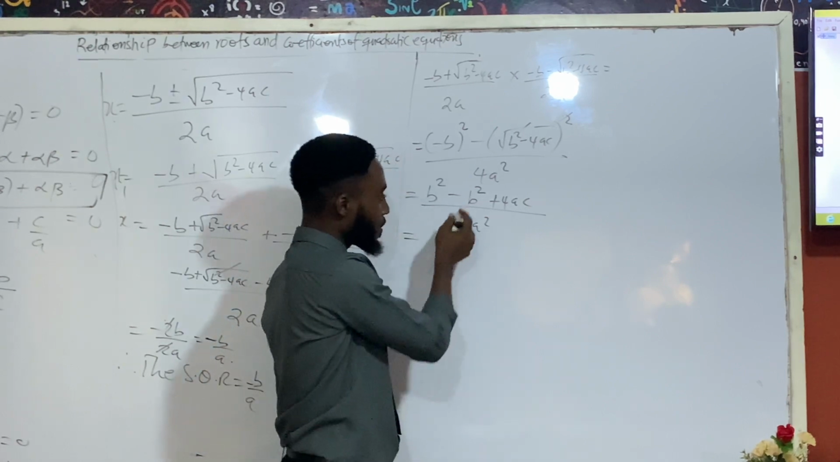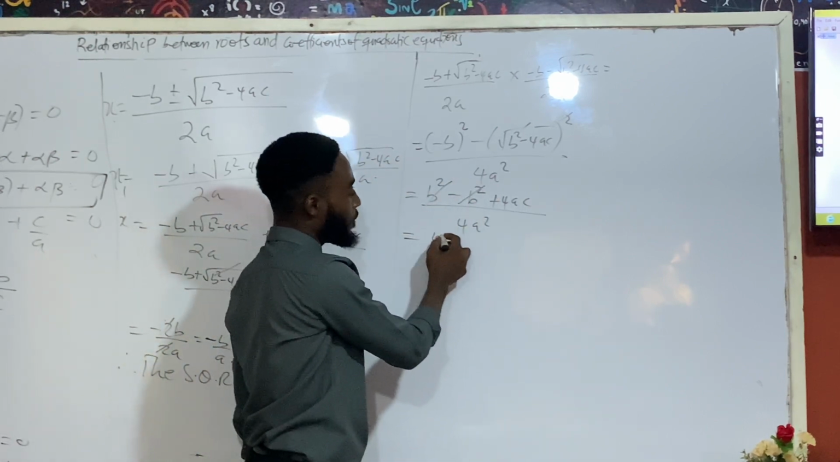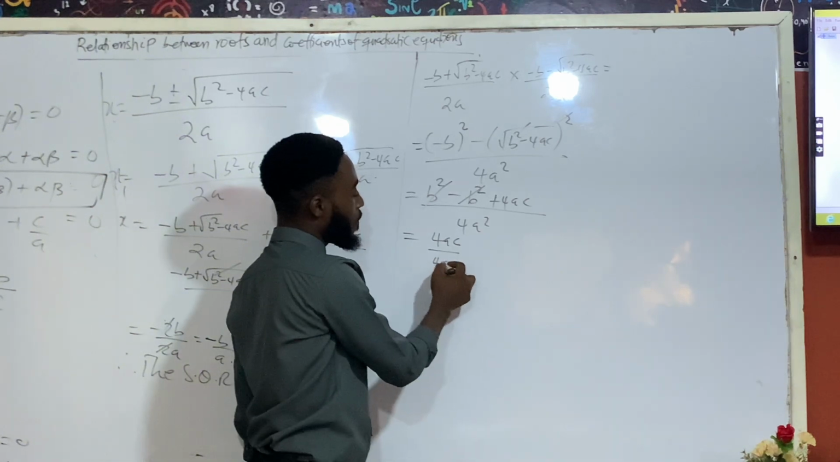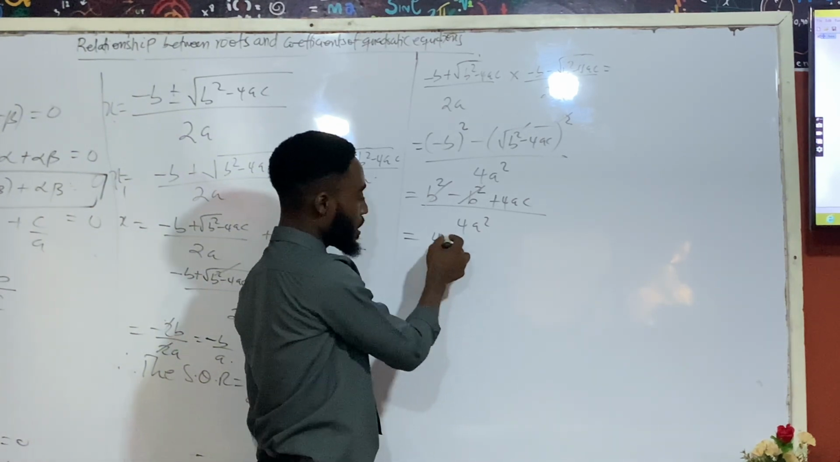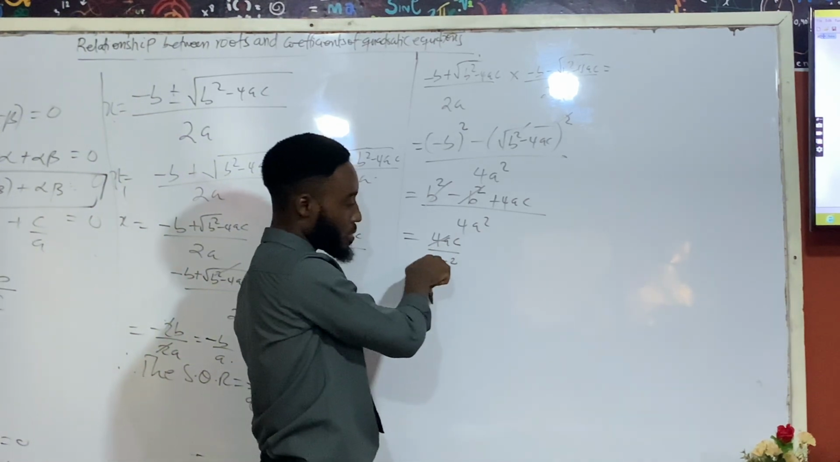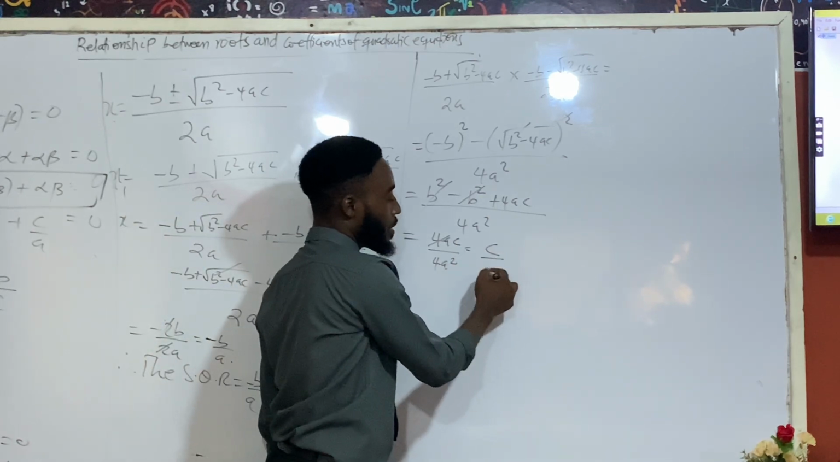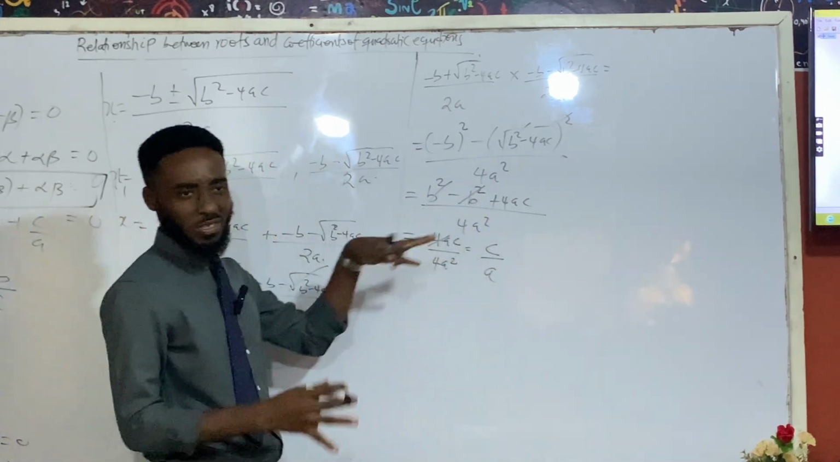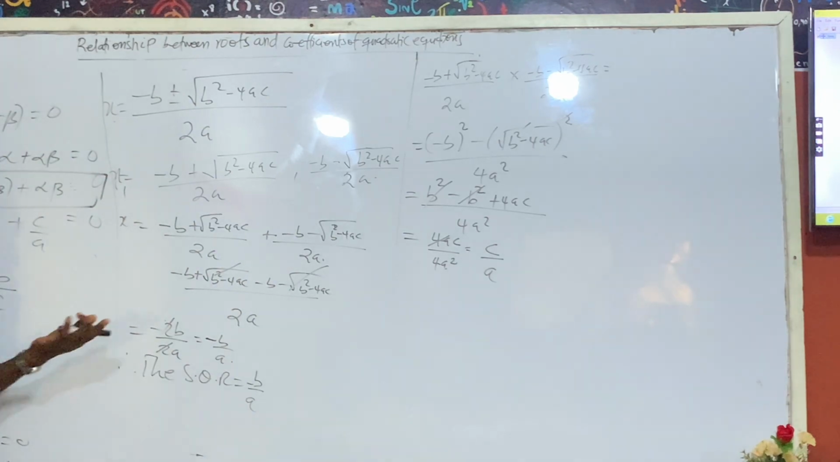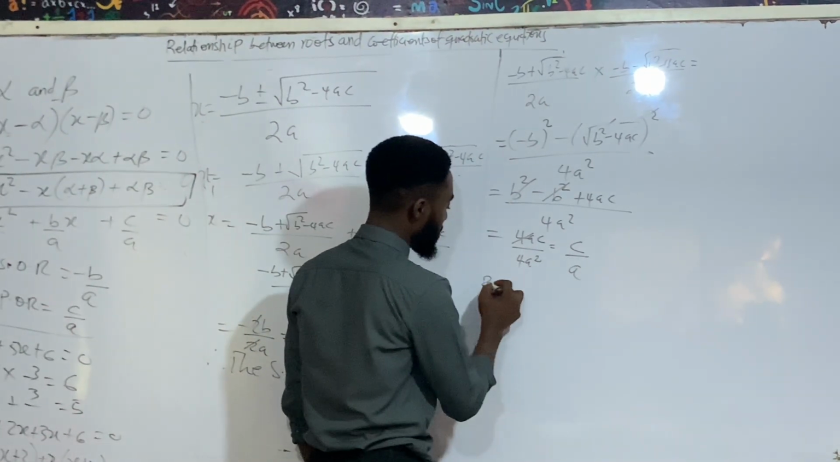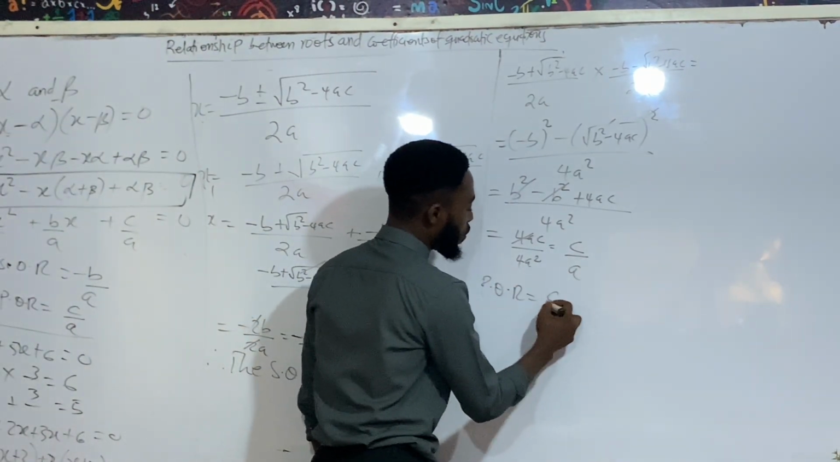It's already showing. This and this would have gone. I have 4ac over 4a squared. So this 4a would have cancelled such that I'll now have c over a. I think this approach is a lot more, yeah, they're all cool. So the product of roots is equal to c over a.